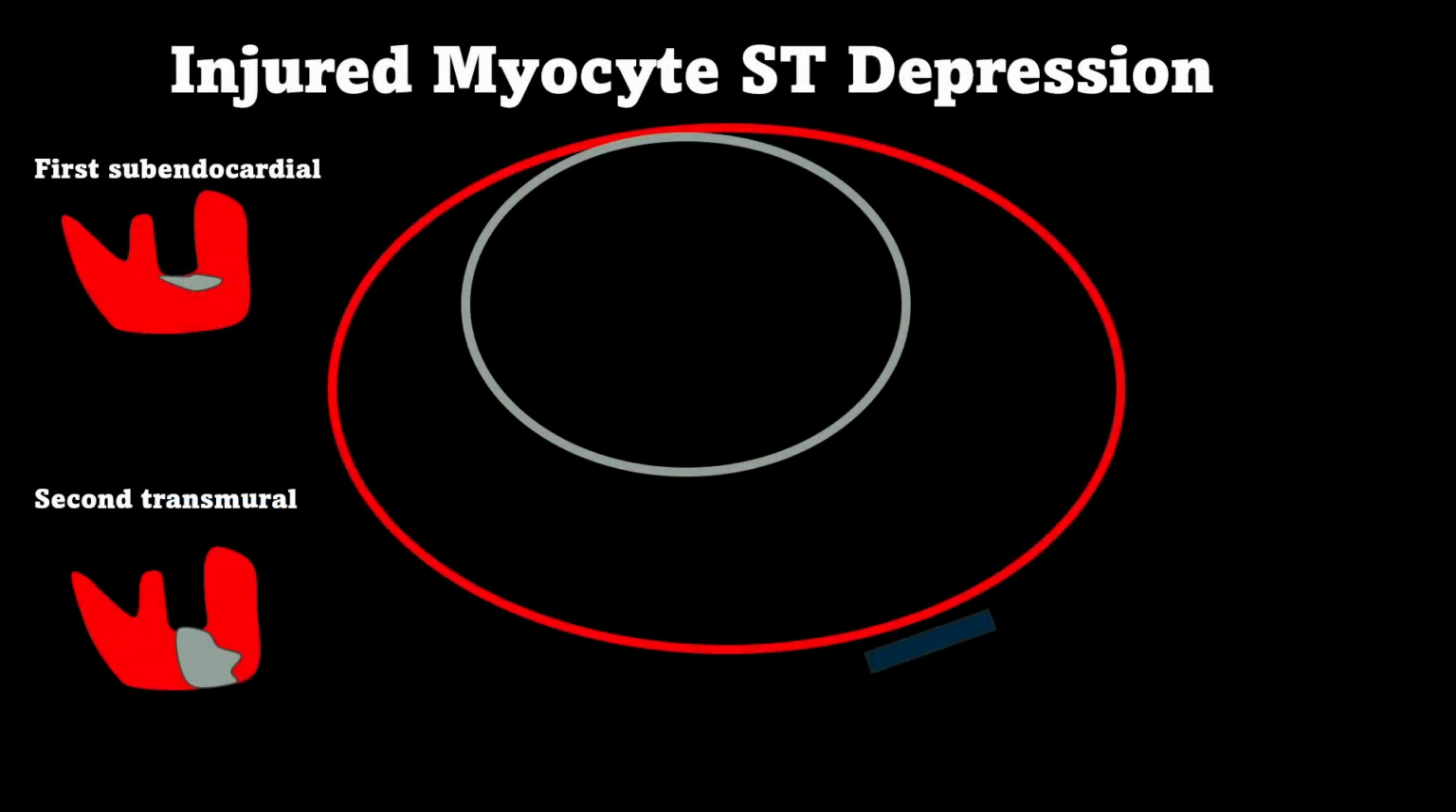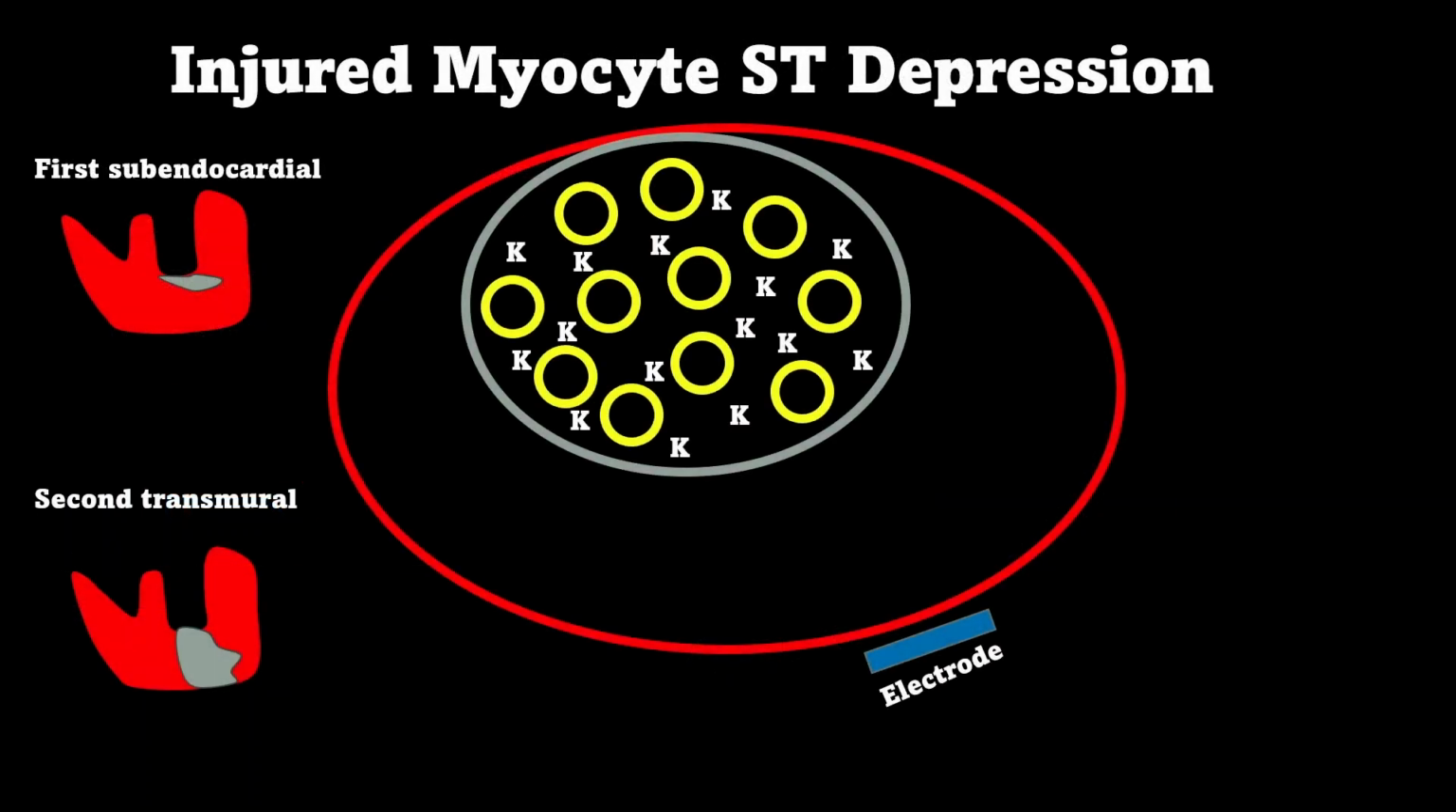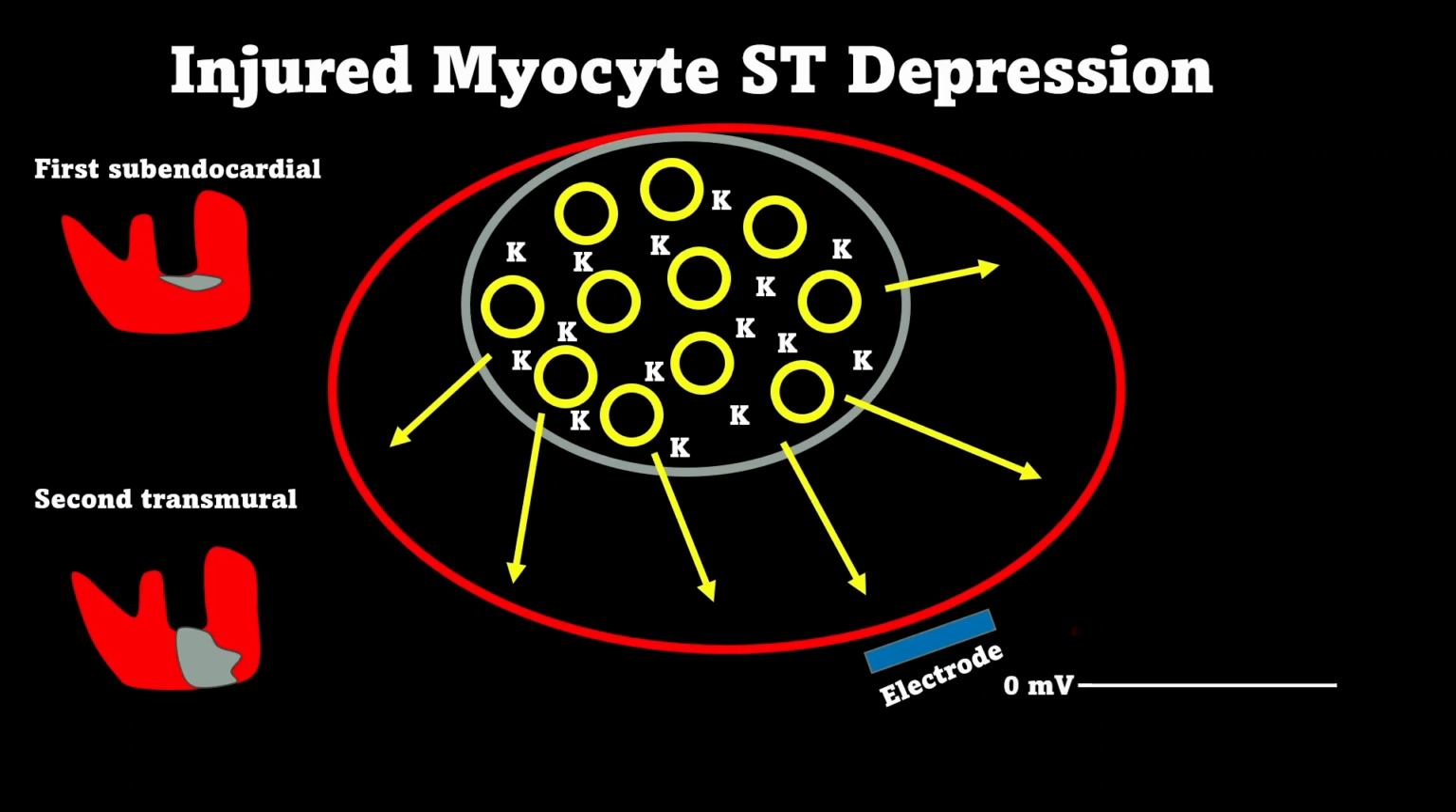So ST depression occurs because of the subendocardial infarction. This is the first stage. The final stage is full thickness, called transmural infarction. So the red circles are our entire myocardium and our ventricles. The gray circle is the ischemic area. The yellow circles are the myocytes, and the electrode is, well, obviously the electrode.